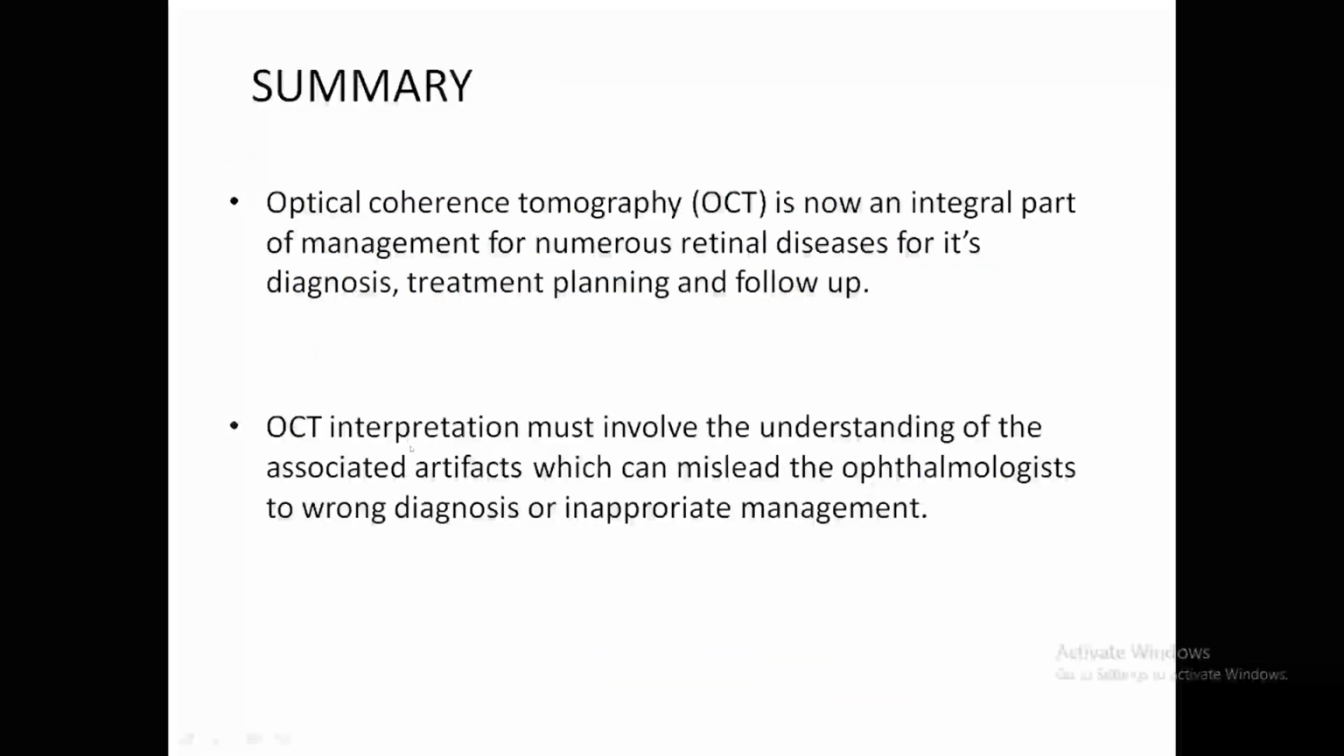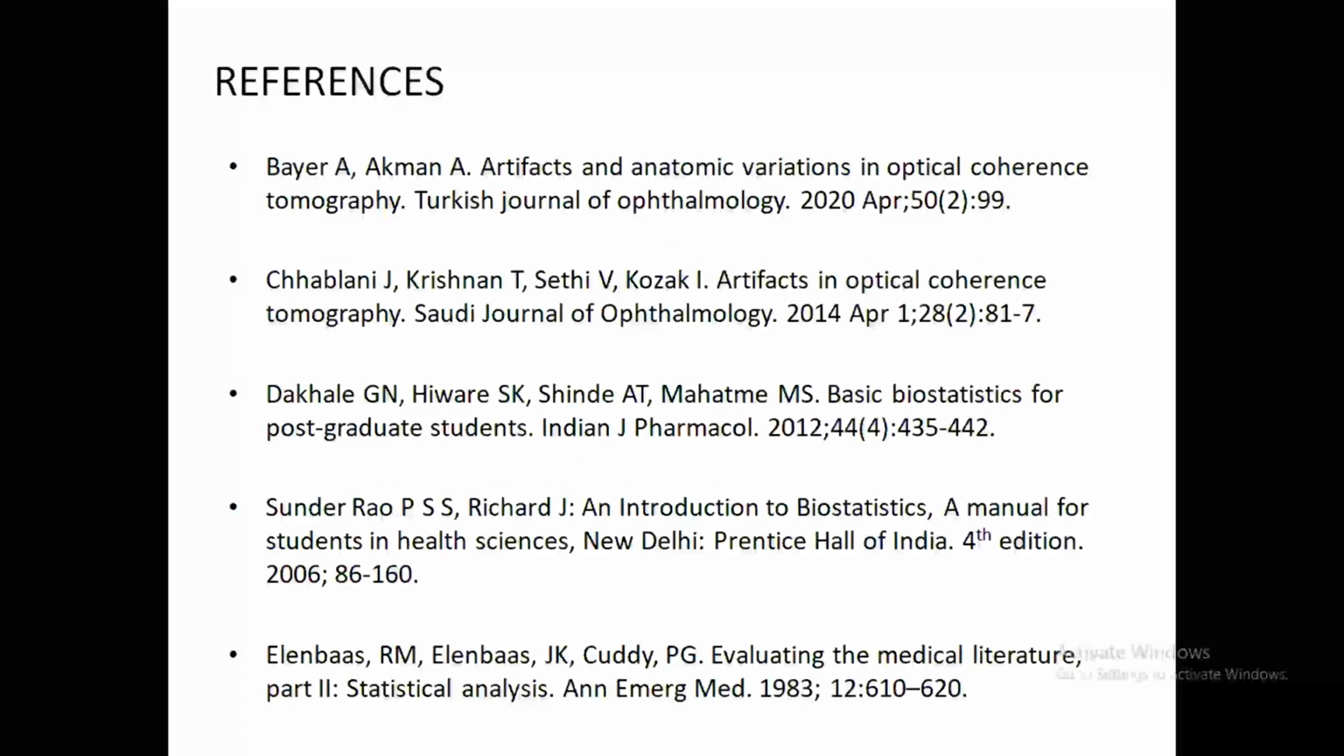Coming to summary, optical coherence tomography is now an integral part of management for numerous retinal diseases for its diagnosis, treatment planning, and follow-up. OCT interpretation must involve the understanding of the associated artifacts which can mislead the ophthalmologist to wrong diagnosis or inappropriate management. These were the list of references used in our study. Thank you.